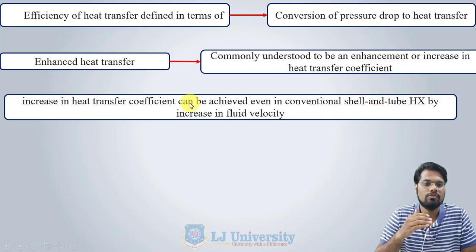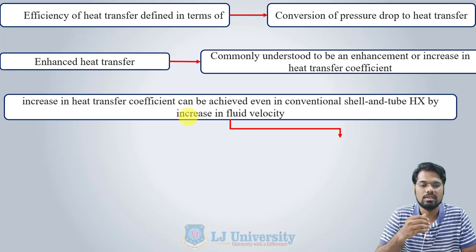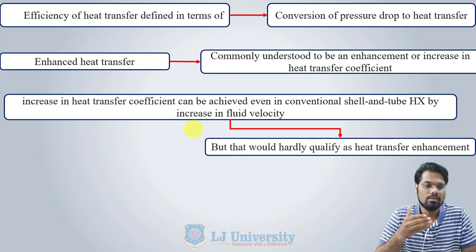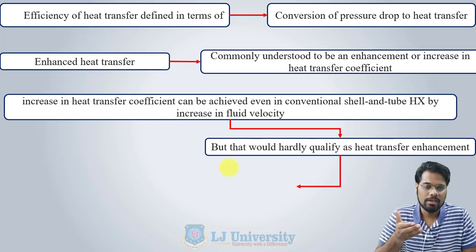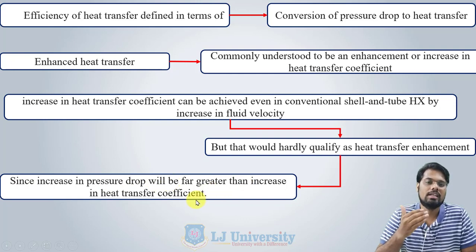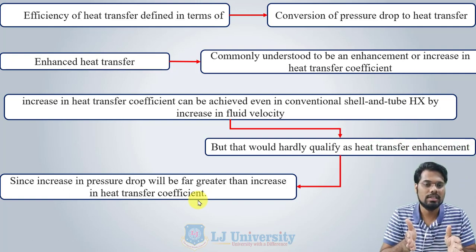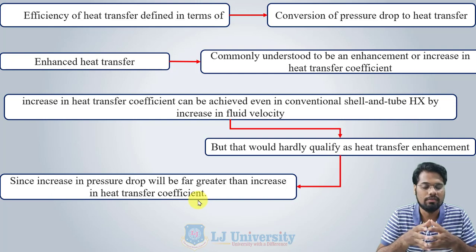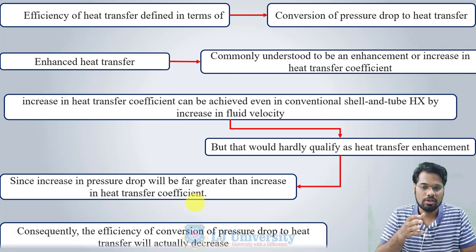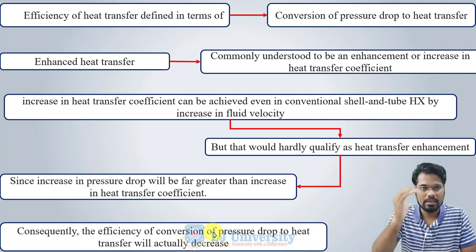Increasing the heat transfer coefficient can be achieved even in a conventional shell and tube heat exchanger by increasing the fluid velocity, as we have discussed. But increasing the fluid velocity would hardly qualify as heat transfer enhancement. Why? Because increasing velocity increases the pressure drop, which is far greater than the increase in heat transfer coefficient. If you increase the velocity to increase the value of h, then h will increase, but simultaneously the pressure drop increases too. Consequently the efficiency of conversion of pressure drop to heat transfer will actually decrease.